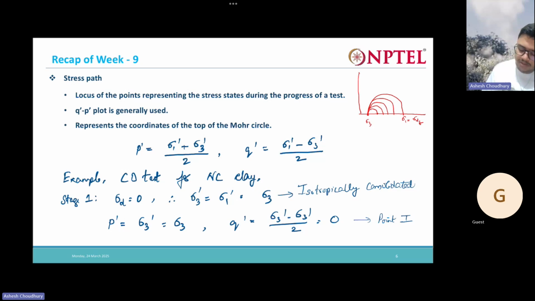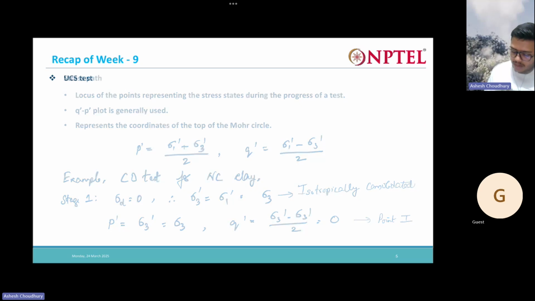Now if I join all these points, these points will give me nothing but the stress path of our test. Now, a q prime, p prime plot is generally used for this stress path. So what are p prime and q prime? They represent the coordinates of the top of the Mohr circle.